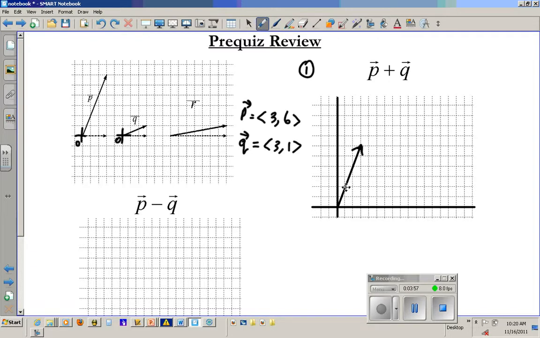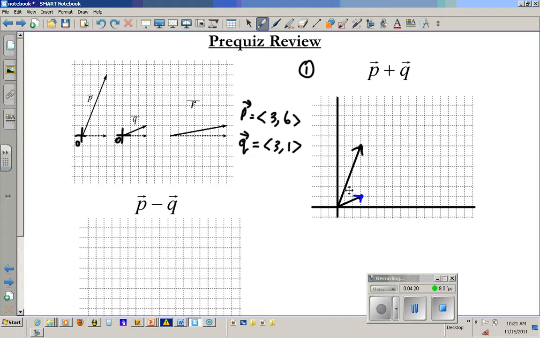Now let's look for vector Q. Vector Q, you start from 0. You go 1, 2, 3, and up 1. Okay, that goes back to Q. We just drew the two vectors. Now how do we add them? Using the parallelogram rule, it requires us moving one vector to the tip of the other one, and then we're going to create the parallelogram.